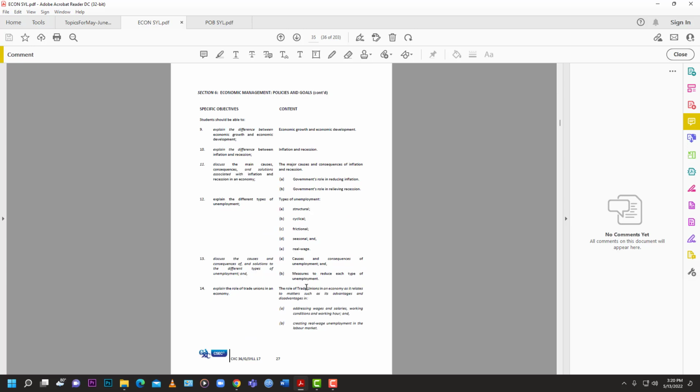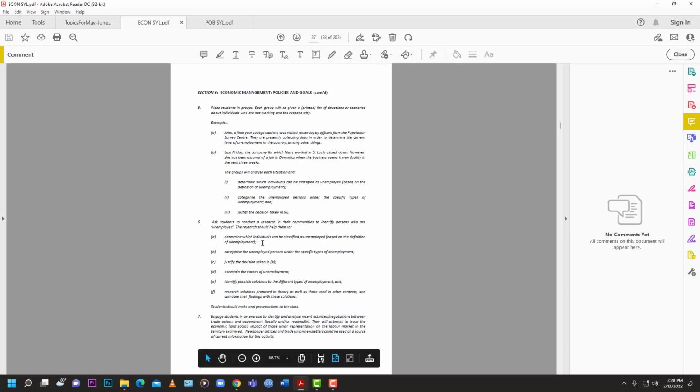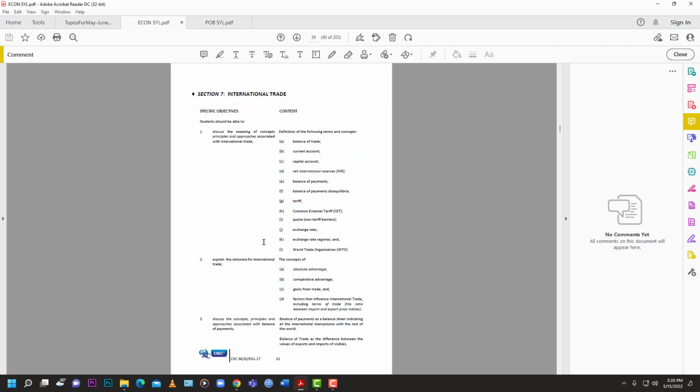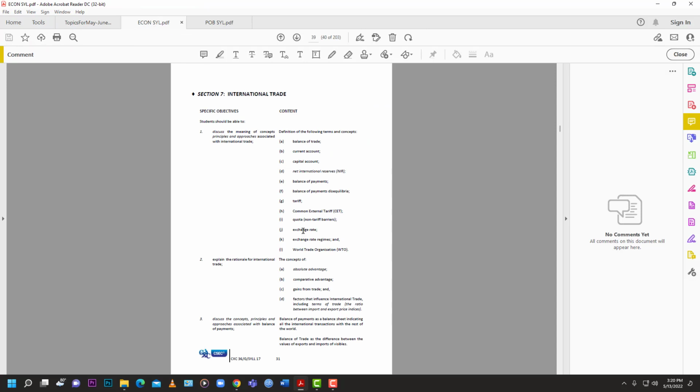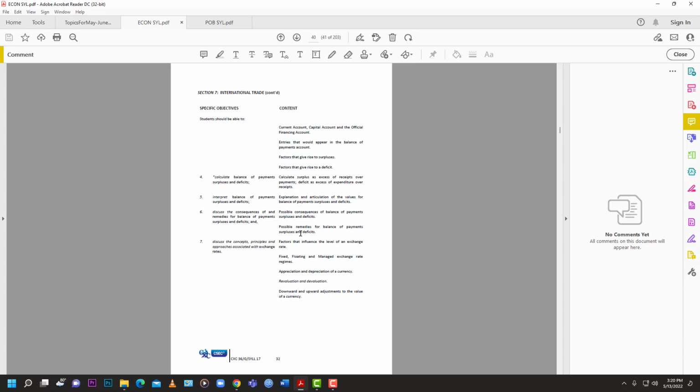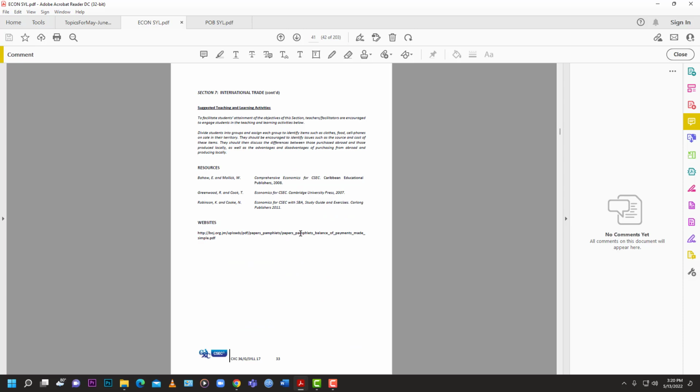So those are it, and section 6 is very involved. It's a very long section, one of the longest sections in the syllabus. International trade is not covered on paper 2, but it is covered on paper 3, as you can see here. So for paper 3, make sure you know all of these things: the comparative advantage, absolute advantage, the current balance of trade, the deficits, how you correct them, those kinds of things. You have to know these things.